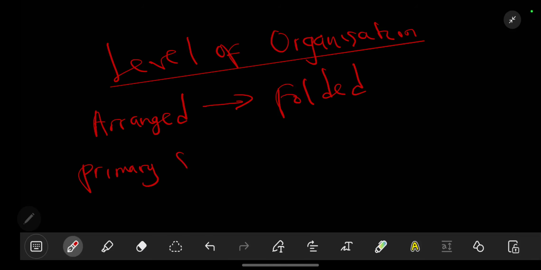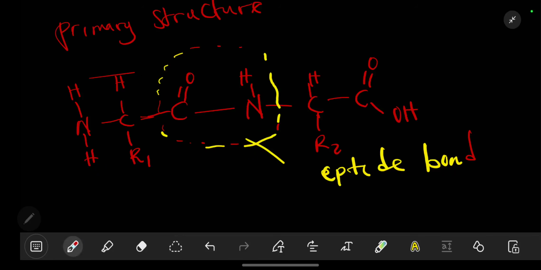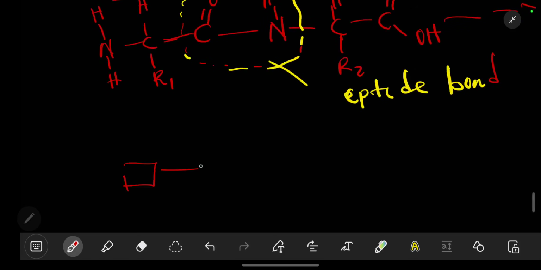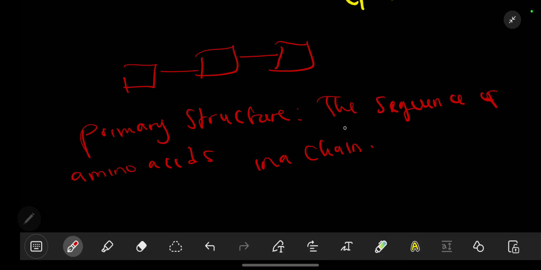The primary structure is formed in a linear chain. If we have amino acids like that, it continues like that, like that, like that. Under this one, we just have a linear chain. This is what we call the primary structure: just sequences of amino acids in a chain. These are important for higher levels of folding.